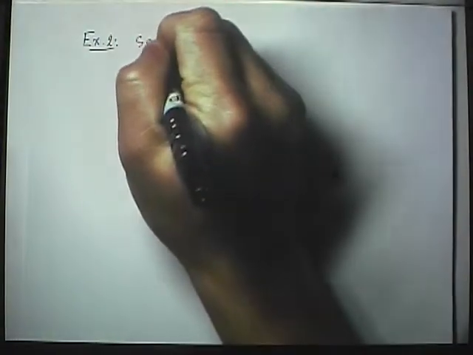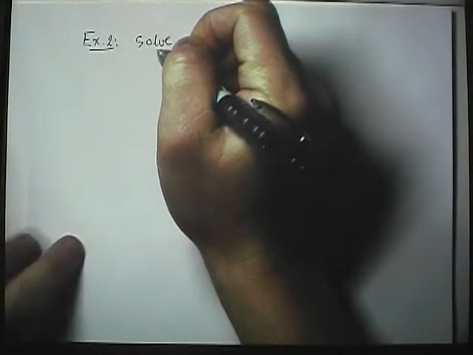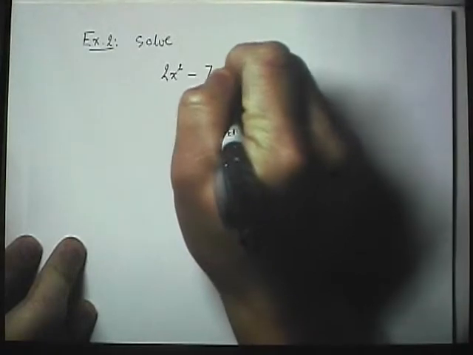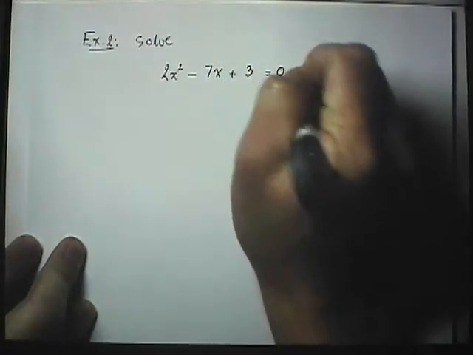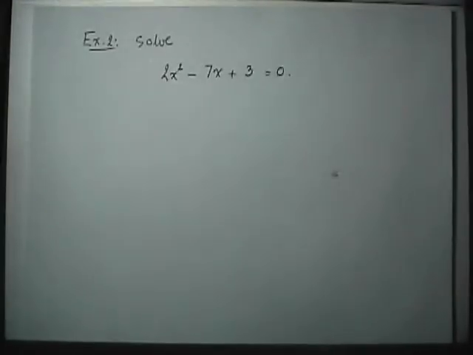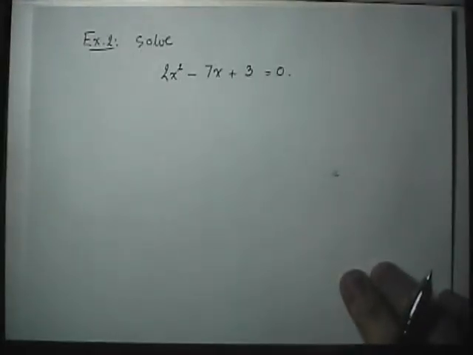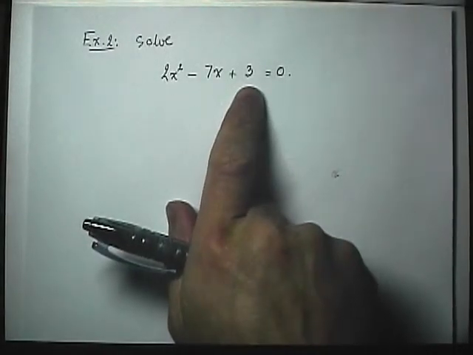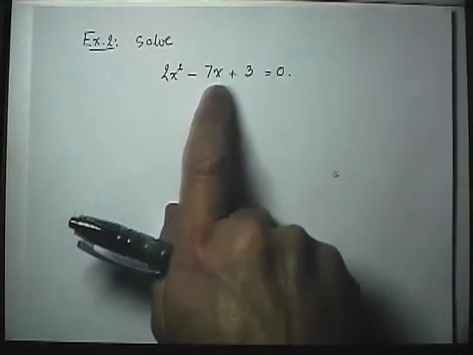Looking over to example number 2, let's once again try to get comfortable with the quadratic formula here. In example number 2, we'd like to solve again, and the equation appears to be 2x squared minus 7x plus 3 equals 0. The powerful thing about the quadratic formula is that once you can find your A coefficient, your B coefficient, and your C coefficient, the formula works for all.